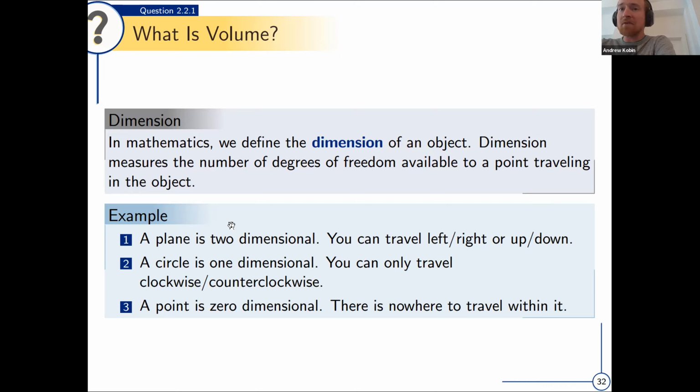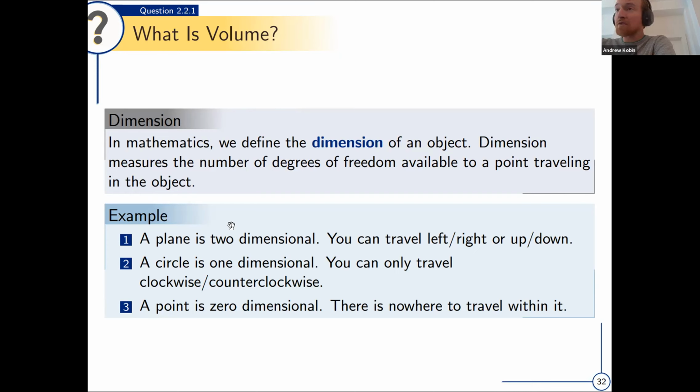Left and right are opposites of each other. That's another dimension. We'll say that the plane is two-dimensional. There's a technical caveat we should make here, which is that a point is zero-dimensional, and there's nowhere to travel within it. Now, this isn't really useful because we won't be making measurements of points, whereas we'll start to try to measure length. That's a one-dimensional measurement.